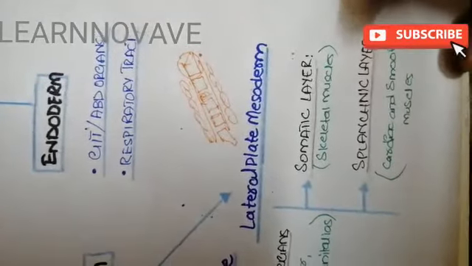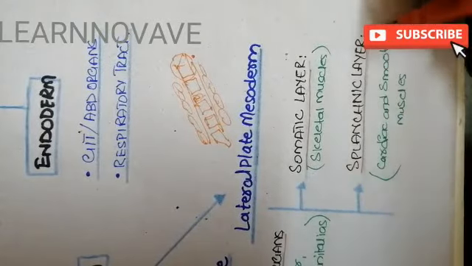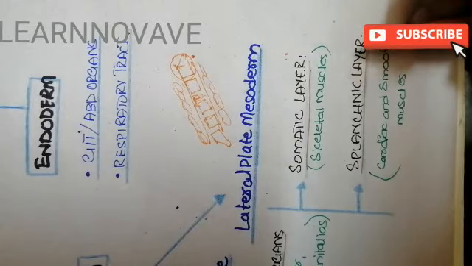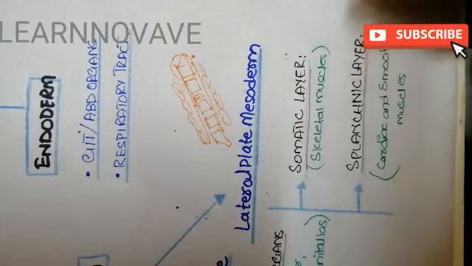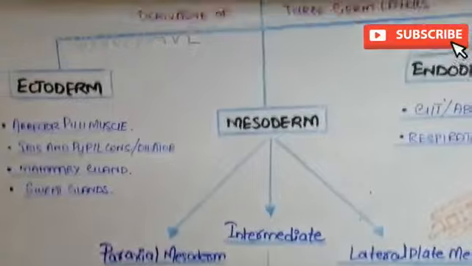The splanchnic mesoderm, which we discussed in the video on the third week of development, is the layer that covers the yolk sac, or the primary yolk sac, of the developing embryo. This splanchnic layer will divide into the cardiac and the smooth muscles of the body. So this was the general explanation. I hope it was explained well.